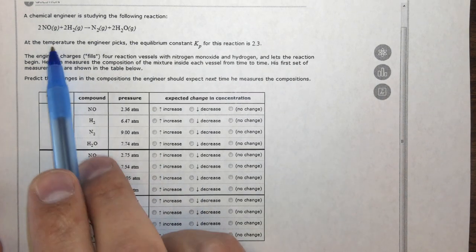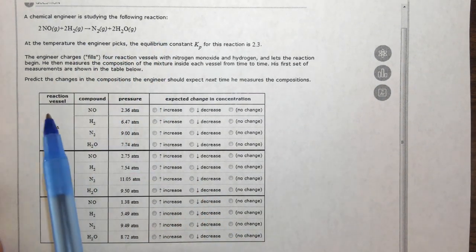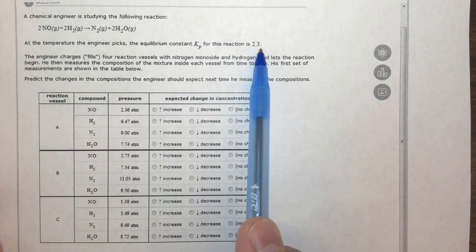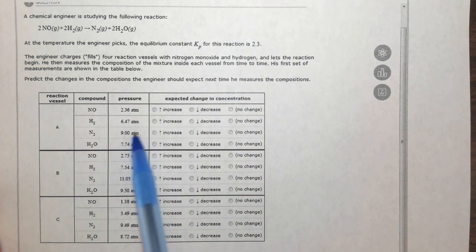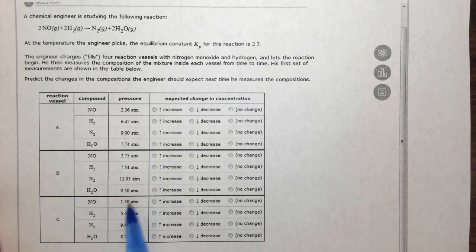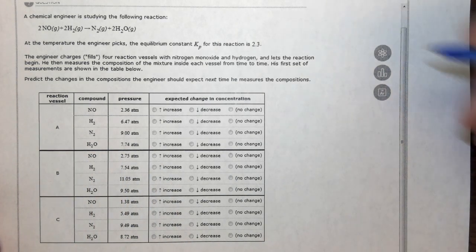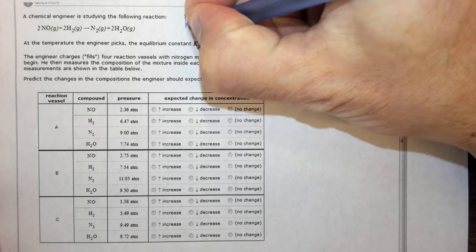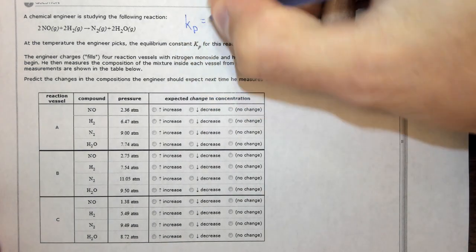In this question, we're given a reaction, and we are given the Kp for this reaction as 2.3. And then we're given several conditions, A, B, and C, that we would find this reaction under. So, Kp for this one is equal to products over reactants.